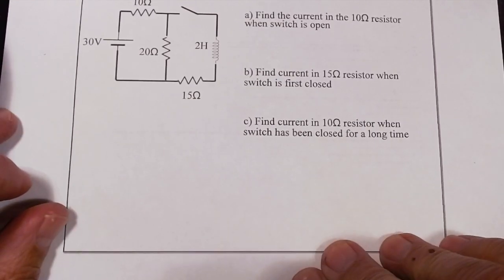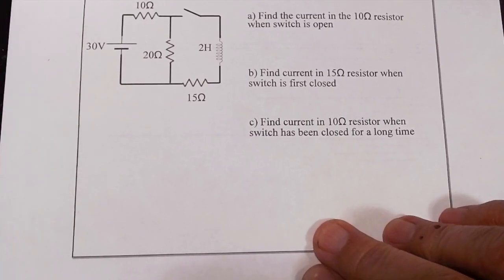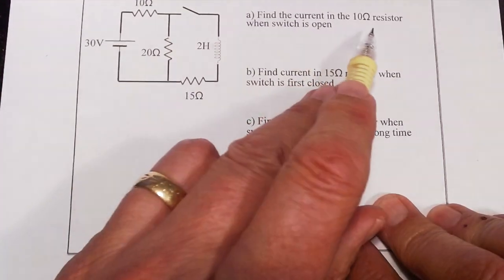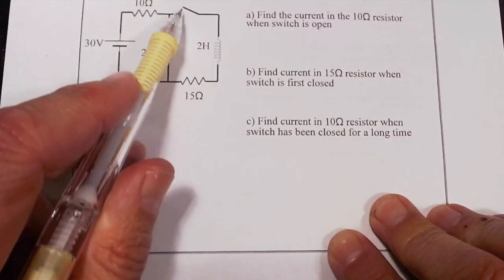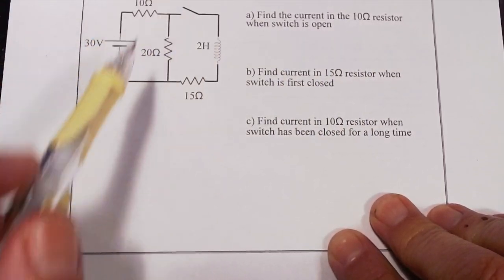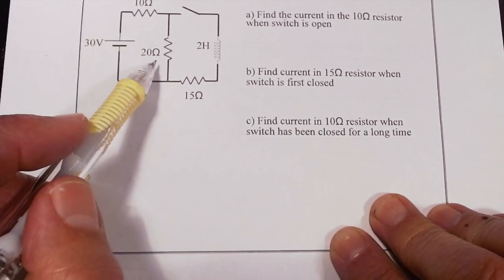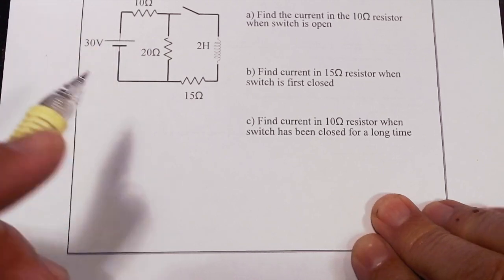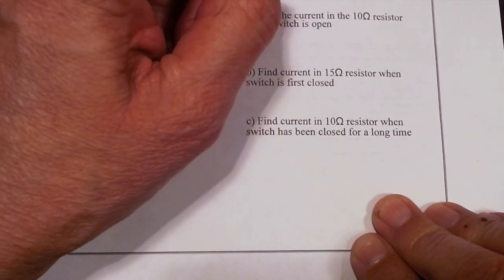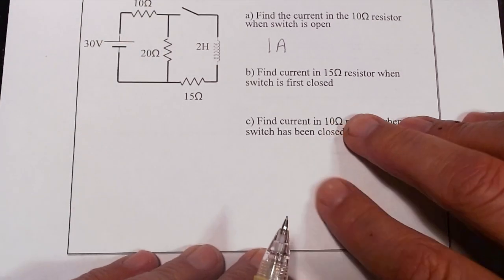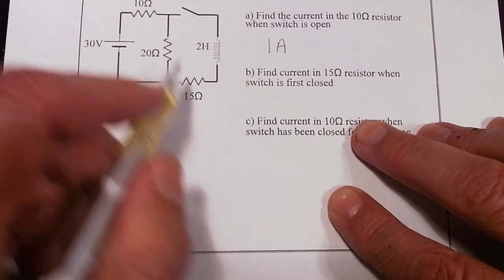Okay, these are a couple of questions that are very easy, and one question that's a little more complicated. Find the current in the 10 ohm resistor when the switch is open. When the switch is open, no current is going through that leg at all, so it just ends up being 30 volts divided by 10 plus 20, 30 ohms in series, and that's just 1 amp.